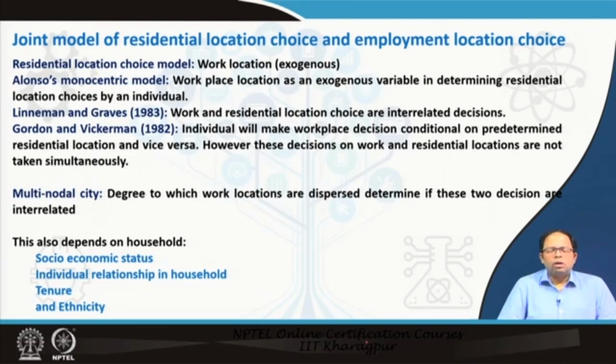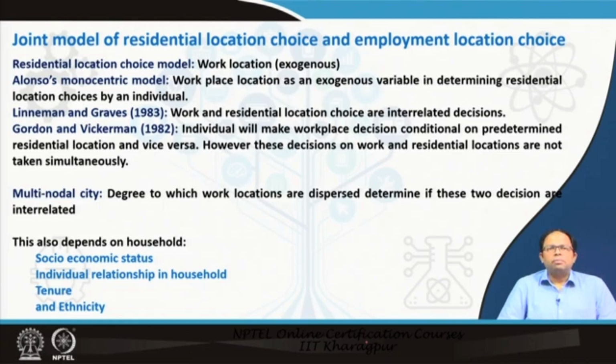When we talk about a joint model of residential location choice and employment location choice, we can either assume a residential location choice model without considering the work location choice jointly, that is, work location is exogenous. That was the same concept considered in Alonso's monocentric model. Workplace location is exogenous, and based on that we were determining residential location choice. But Lerman and Graves in 1983 said that work and residential location choices are interrelated decisions, and Gordon and Vickerman in 1982 said that individuals make workplace decisions conditional on predetermined residential location and vice versa. However, these decisions on work and residential locations are not taken simultaneously. So, each depends on the other, but these are not taken simultaneously.